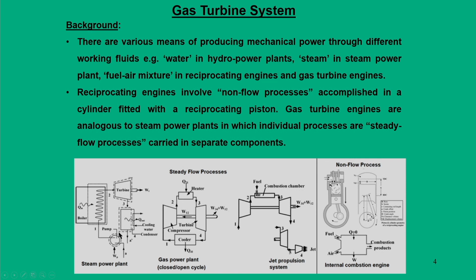In the component analysis, for example, in a steam power plant, the analysis could concentrate only on the boiler, or on the turbine, or on the condenser or pump. Similarly, in a gas turbine system, we can deal with the compressor, a heat exchanger, or a turbine system. That is why we call these steady flow processes: all these components run steadily and continuously. So, they are categorized thermodynamically as steady flow processes.